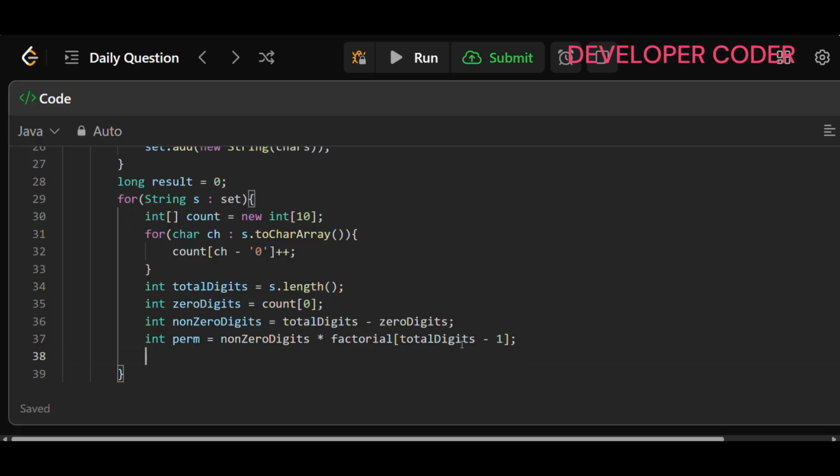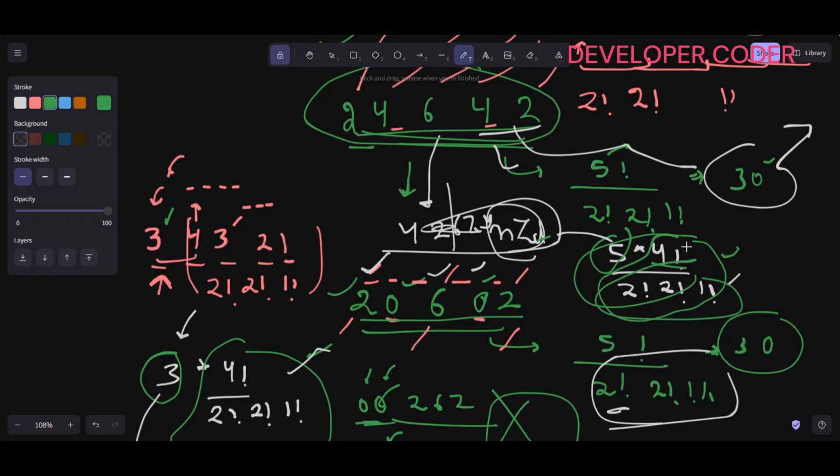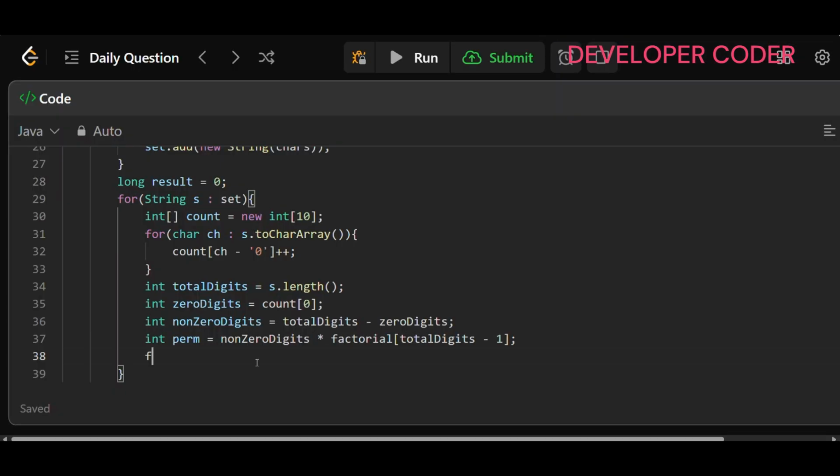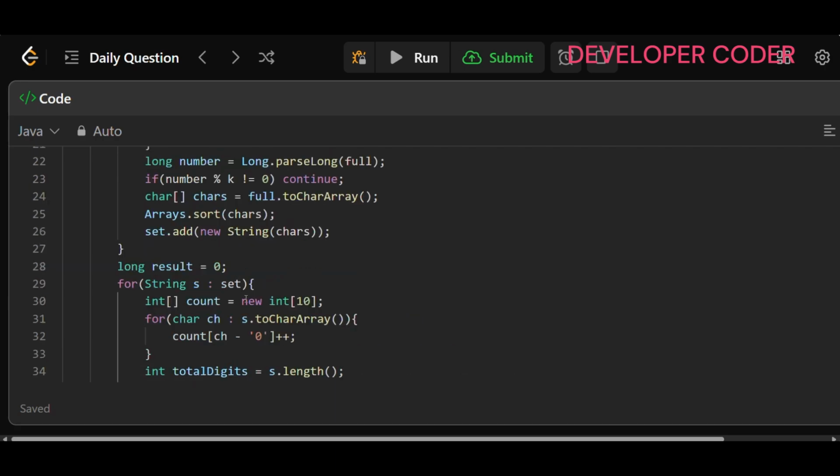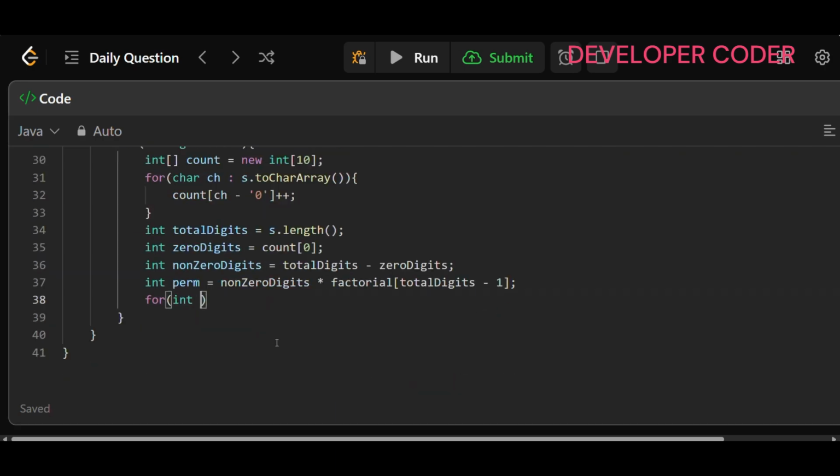Now duplicates we need to remove, right? So we have to divide this permutation by duplicates. So 5 into factorial, this is done. Now we need this part. What I'm going to do here is iterate over the frequency that we have calculated of all the elements. For int i is equal to 0, i is less than 10, i plus plus. We have numbers from 0 to 9, right? And whatever the total value we get, I will divide it every time by the factorial of the count of that particular number, count of i.